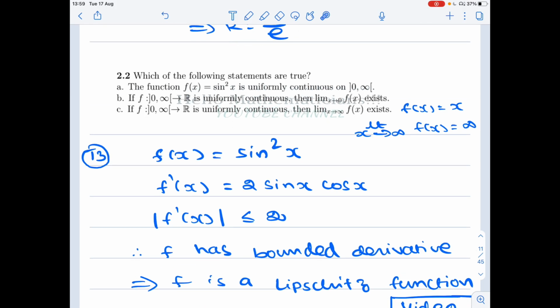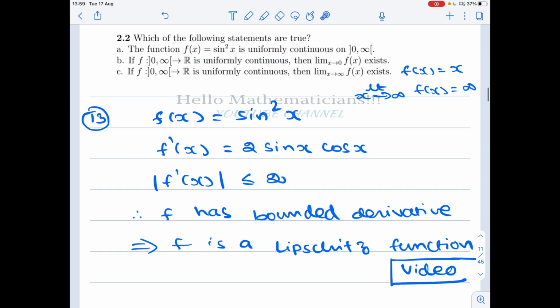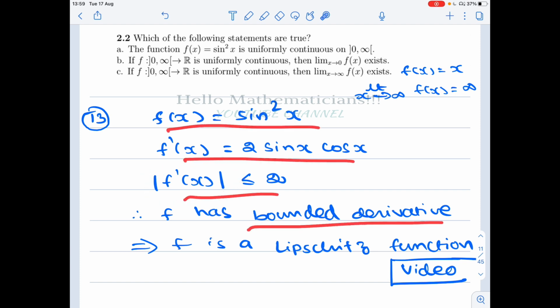So next we move on. Which of the following statements are true? f of x equal to sine square x is uniformly continuous. So that is true because if you look at the derivative, it is 2 sine x cos x, and mod sine x is less than or equal to 1, mod cos x is less than or equal to 1, therefore mod f prime of x is less than or equal to 2. So if a function has bounded derivative, then it is a Lipschitz function.